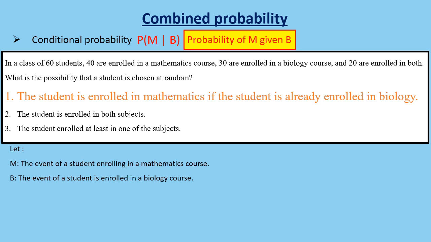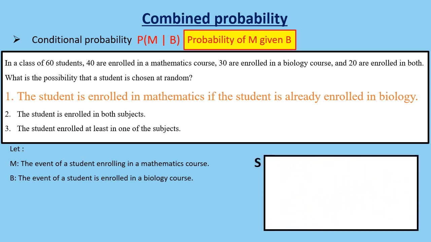Let us use the Venn diagram to try to solve this problem. Begin by drawing a rectangle to represent the sample space S of the 60 students. Then, inside that rectangle, draw a circle to represent the 30 students enrolled in the biology course and another circle to represent the 40 students enrolled in the math course, and these two circles must intersect because there are 20 students enrolled in both subjects.